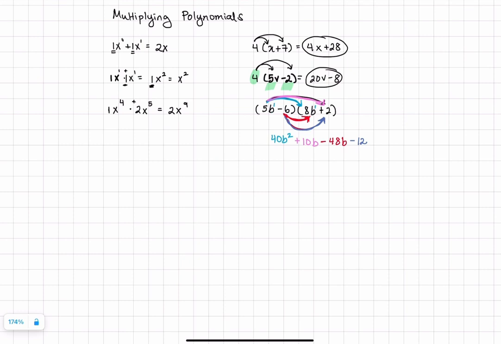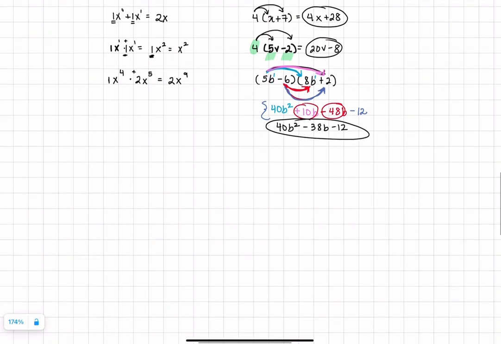So now that we have it in this form, we can combine like terms. So we have a like term here and here. So 10 minus 48 is negative 38. So our final answer would be 40b squared minus 38b minus 12. This would be our answer. Okay, there. Let's look at another example.